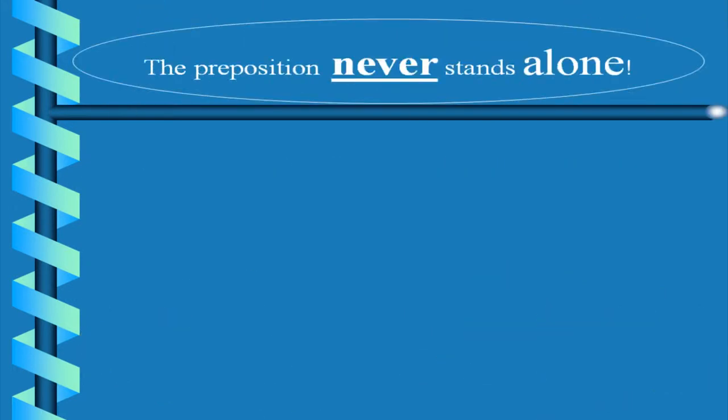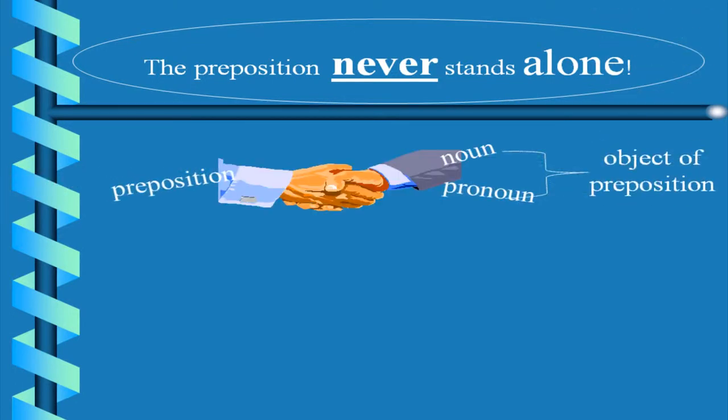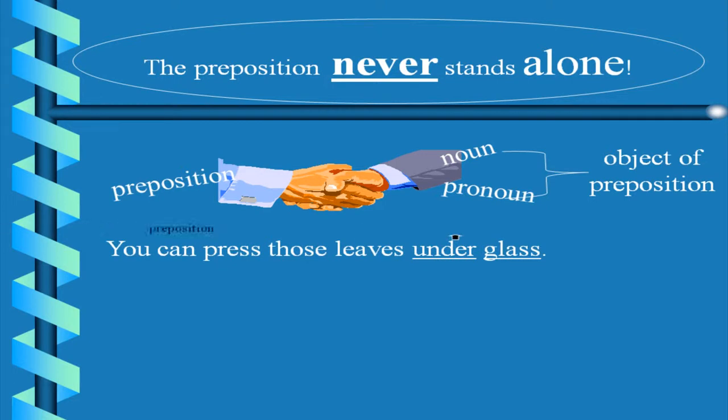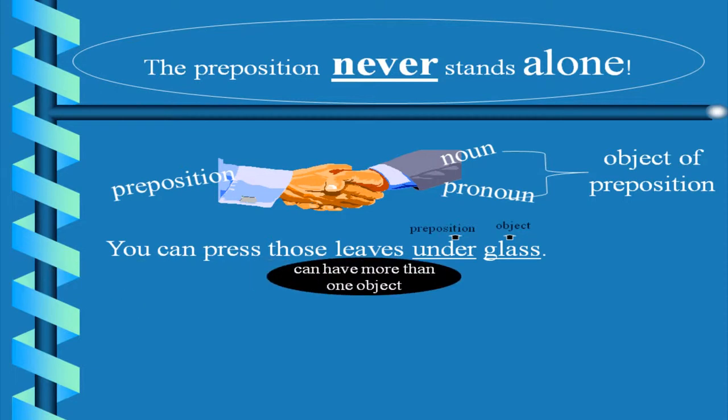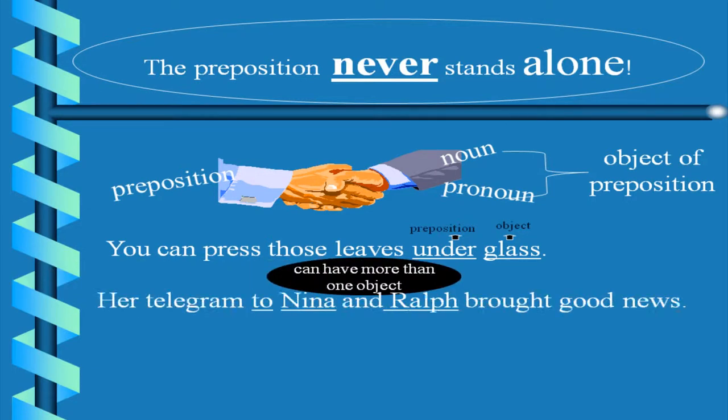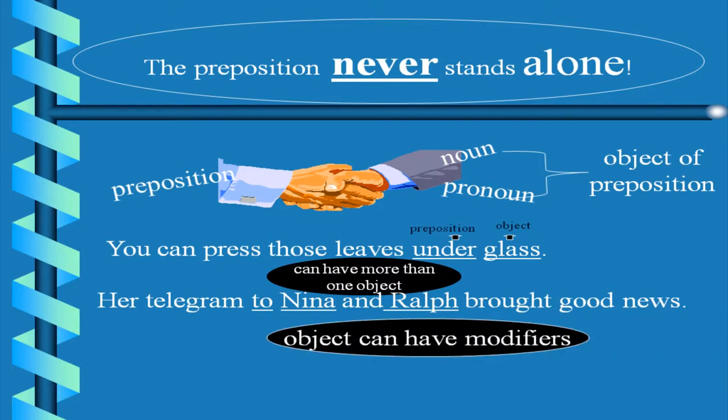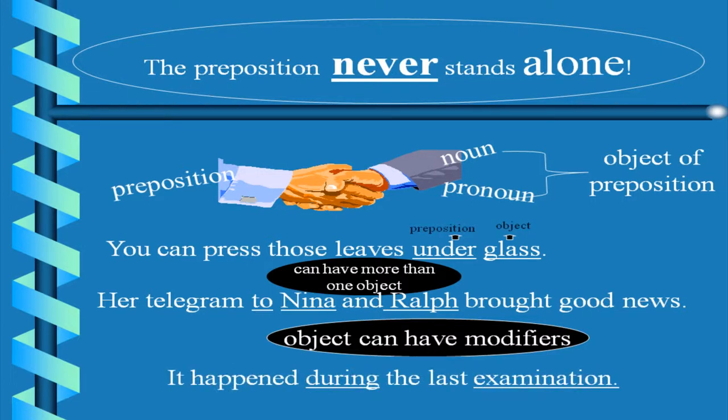The preposition never stands alone. Let's see an example. You can press those leaves under glass. In this sentence, under is the preposition and glass is the object. Other examples have also been mentioned, like her telegram to Nina and Ralph brought good news. Object can have modifiers. It happened during the last examination.